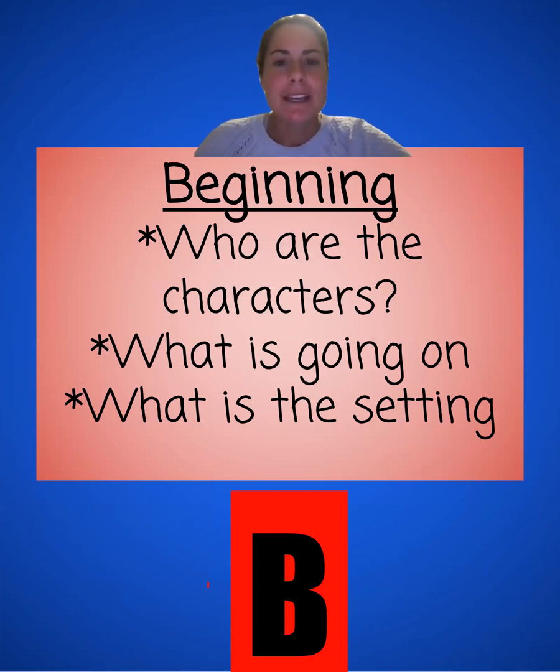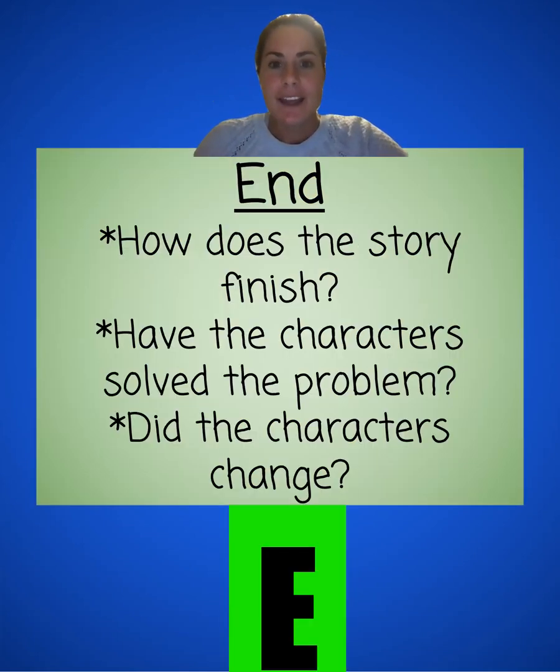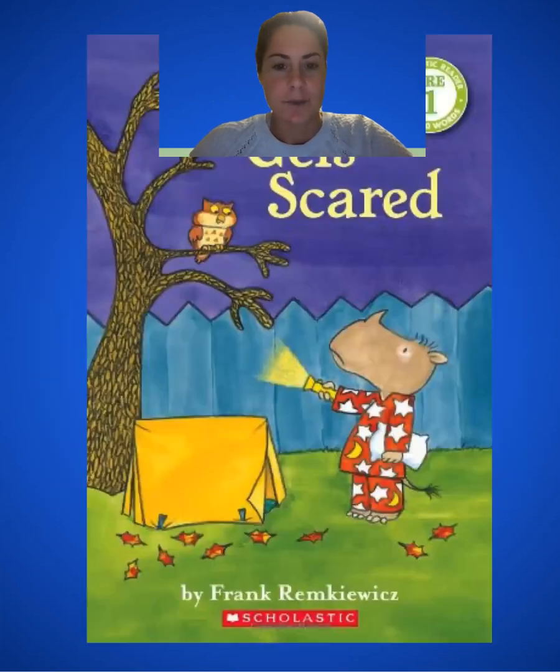I remember in the beginning, usually you get to know the characters. Who are they? What's going on here? And you get to figure out what's the setting. Now, the setting can change throughout the story, but usually in the beginning, you get an idea of what's going on. The middle, what happens next? What is happening to your characters? Is there a problem forming? Usually it starts to build, right? What's going to happen? And at the end, how does the story finish? Have the characters solved the problem? Did the characters change at all throughout the story? It's the BME that we like to find out, story detectives, when we're reading.